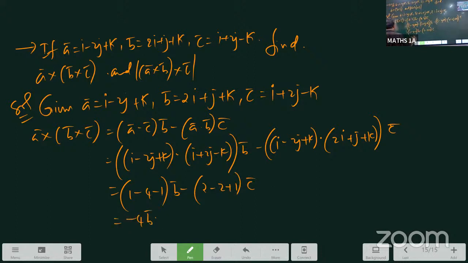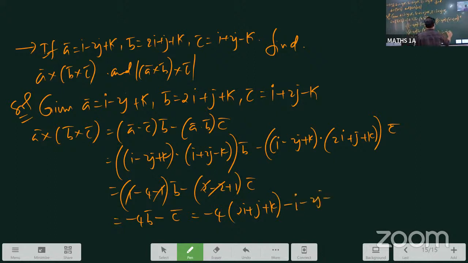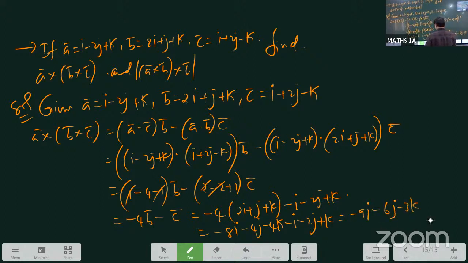This is minus 4b bar minus c bar, plus sign gets cancelled, minus 1 plus, okay? That is nothing but minus 4 into, what is b bar? 2i plus j plus k, minus, what is c bar? That is minus i minus 2j plus k. That is minus 8i minus 4j minus 4k minus i plus 2j minus k. That is nothing but minus 9i minus 6j minus 3k.